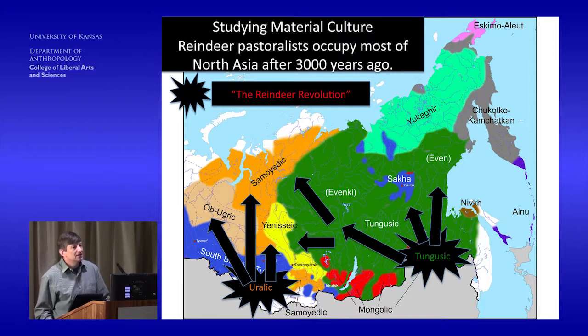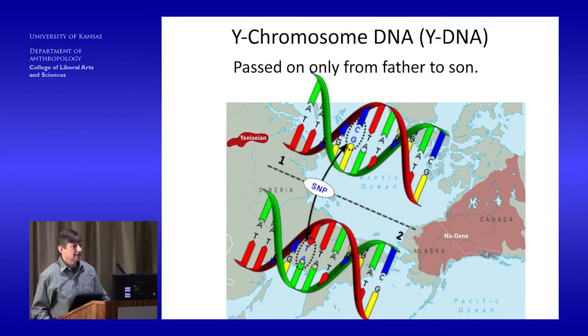So this means that 3,000 years ago, whoever was originally living in all of the rest of North Asia, whatever their languages were, whatever their cultural affiliations were, it got submerged under this reindeer revolution that occurred. All right? So that's something we know pretty clearly.